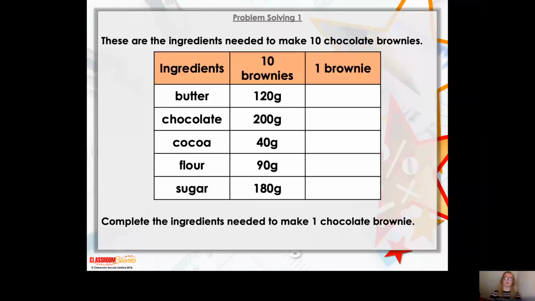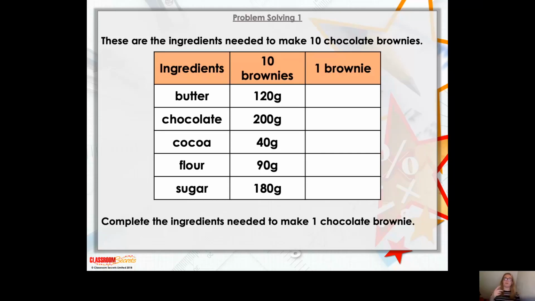Let's move on to our next question. So here we have a list of ingredients. Now, the recipe tells us how much of each ingredient we need for 10 brownies, but this person only wants to make 1 brownie. So we need to divide all of the ingredients by 10. So let's do the first one together. We've got butter, and for 10 brownies, you need 120 grams of butter. So I'm going to divide that by 10 to find out how much I need for 1 brownie. So what's 120 divided by 10?